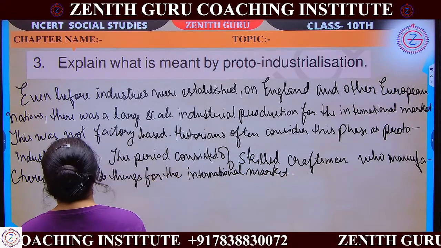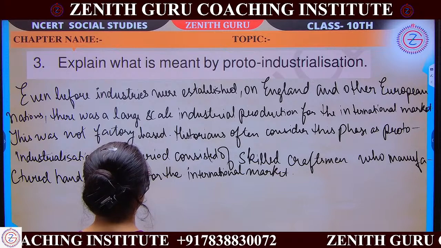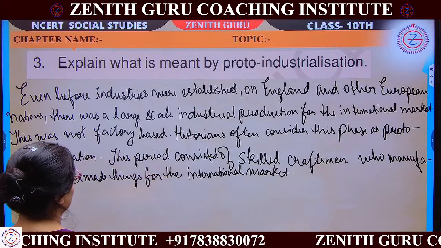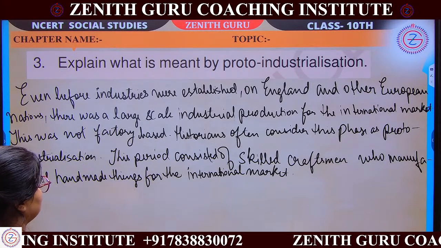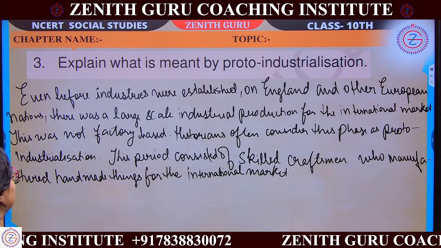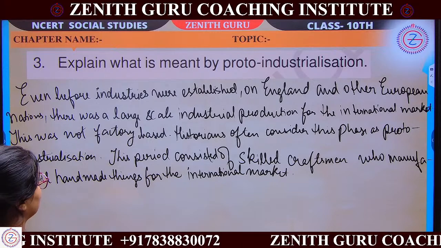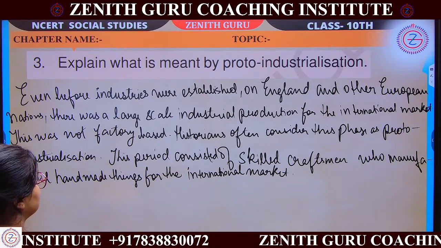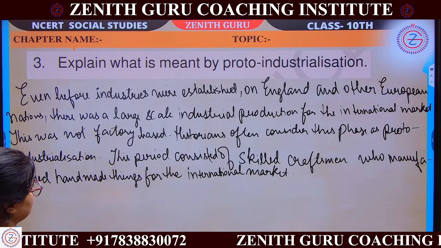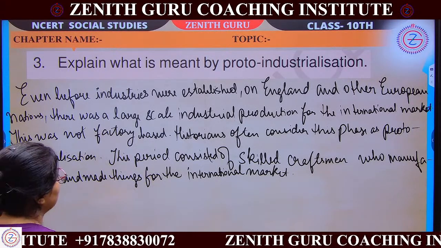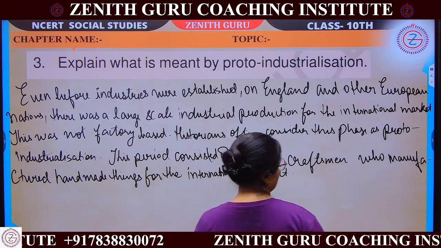So even before industries were established in England and other European nations, there was a large scale industrial production for the international market. This was not factory based. Historians often consider this phase as proto-industrialization. This period consisted of skilled craftsmen who manufactured handmade things for the international market.